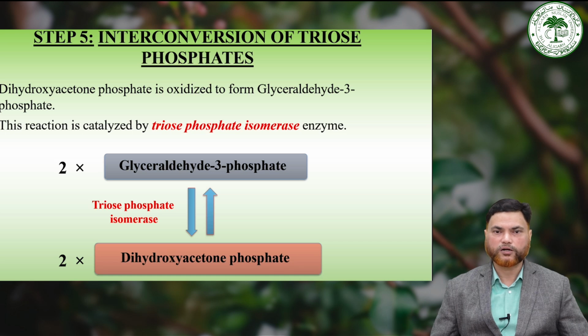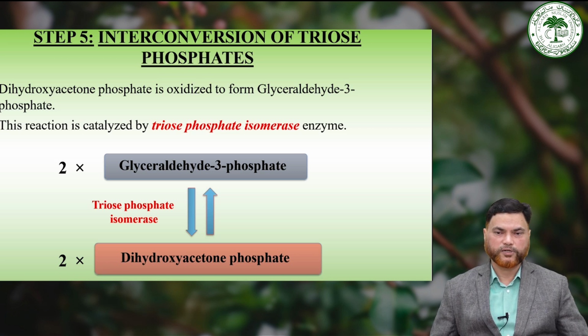Consequently, carbon 1, carbon 2, carbon 3 of the initial molecule become equivalent to carbon 6, carbon 5 and carbon 4 respectively. So, the triose phosphate isomerization reaction marks the completion of the initial phase of glycolysis. In this process, each glucose molecule is converted into glyceraldehyde 3-phosphate with the consumption of 2 ATP molecules up to this point.